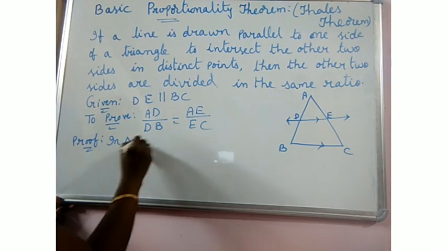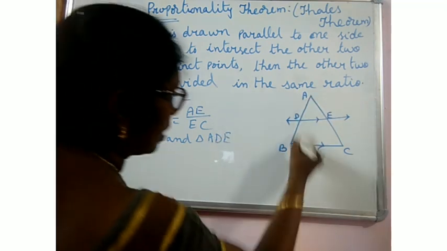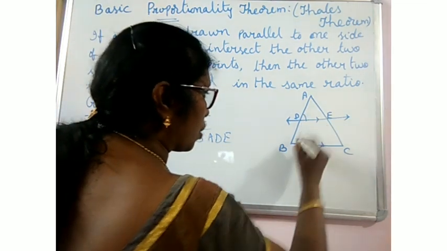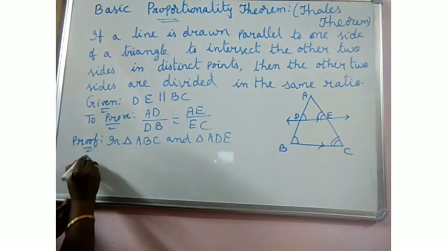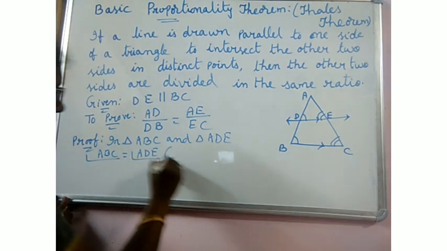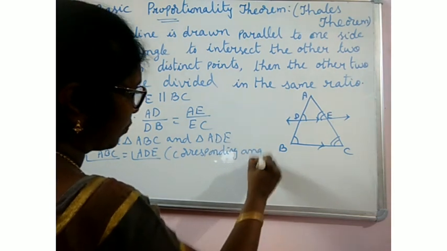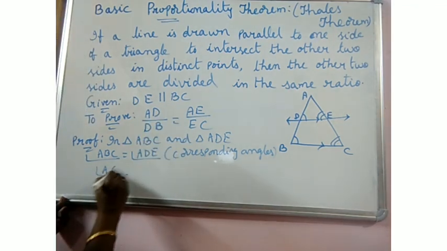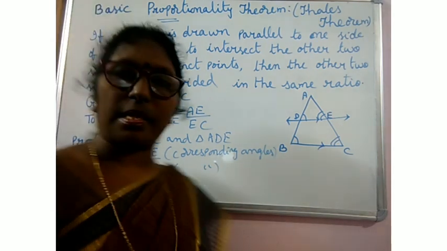In triangle ABC and triangle ADE, these two are parallel. So these two are corresponding angles. Similarly, these two are corresponding angles. Angle ABC is equal to angle ADE because they are corresponding angles. You know that if two lines are parallel, the pairs of corresponding angles are equal. Same way, angle ACB is equal to angle AED because of the same reason.